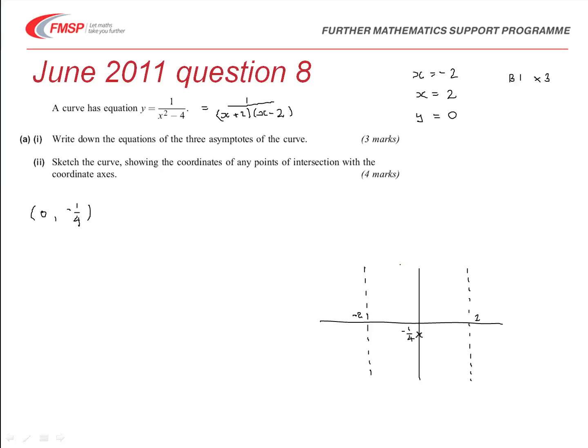Now we know that y can never be 0 because of the nature of this graph being a 1 over x squared minus 4 graph. This is never going to happen.